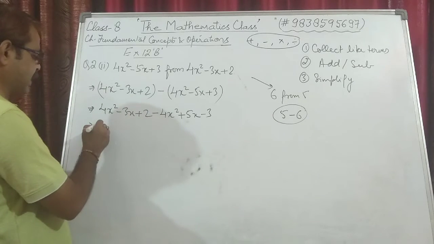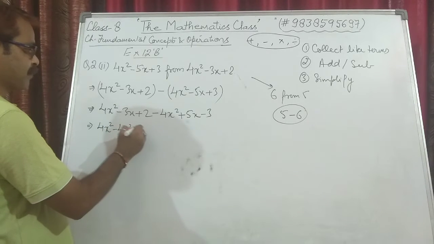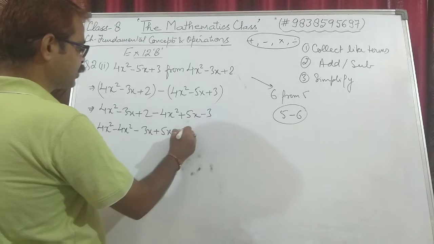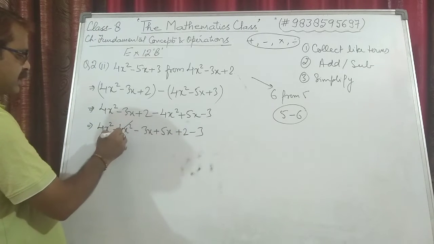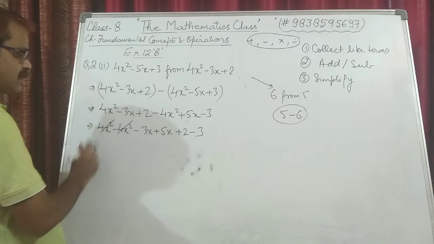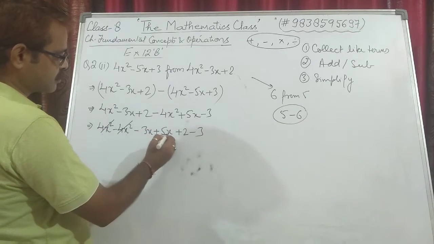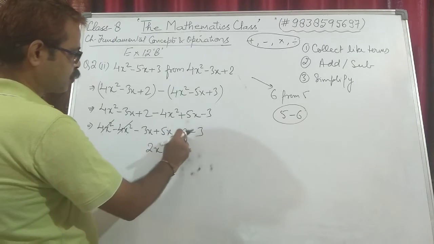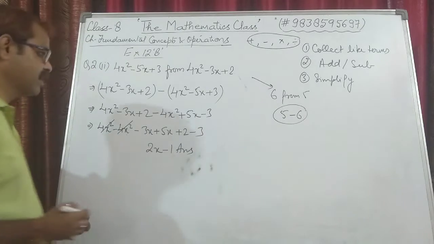Now that we have changed the signs, again we will add. So we will write the like terms. It is 4x square and then minus 4x square, then minus 3x and plus 5x, then plus 2 and minus 3. Minus 4 and plus 4 are equal and of opposite signs, so they will cancel, or when you add you will get 0, so I am just cancelling it over here. Now minus 3x plus 5x will give you 2x, and 2 minus 3 will give you minus 1. That is the final value.